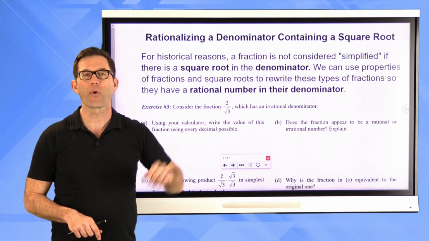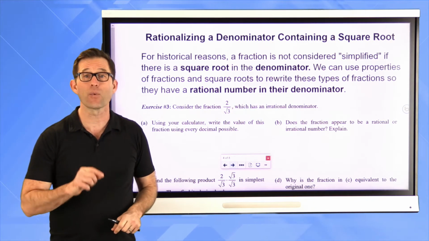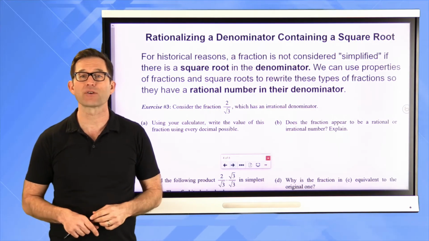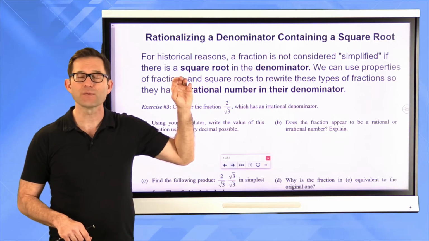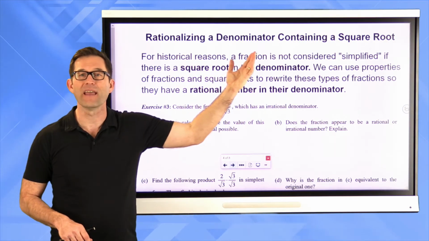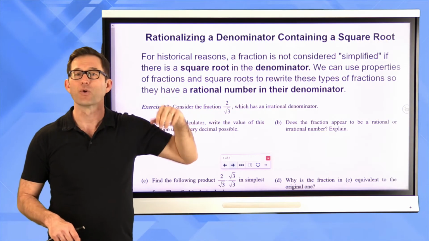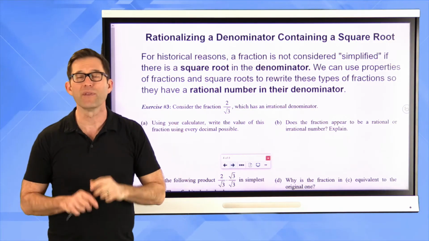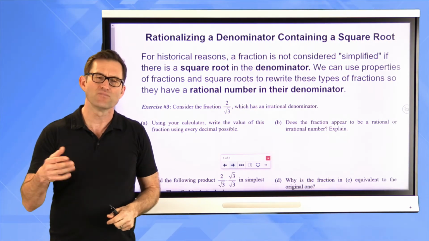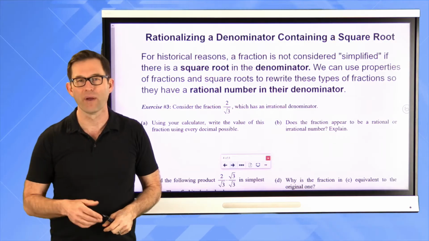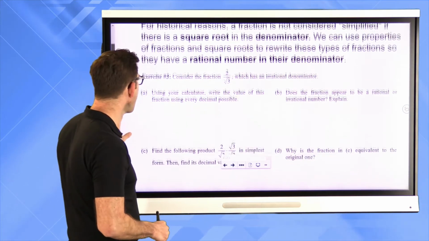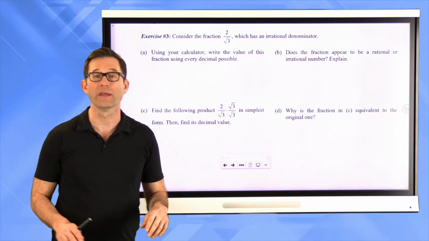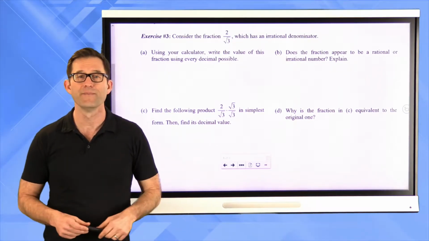We can use properties of fractions and square roots to rewrite these types of fractions so they have a rational number in their denominator, which is why this procedure is called rationalizing a denominator. Okay? We're trying to make the denominator, the number in the bottom of the fraction, typically into a whole number, but a whole number is a rational number. All right, so let's see how that is done in exercise number 3. It's actually pretty simple. Let's take a look.